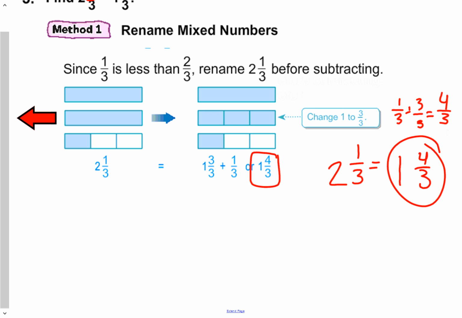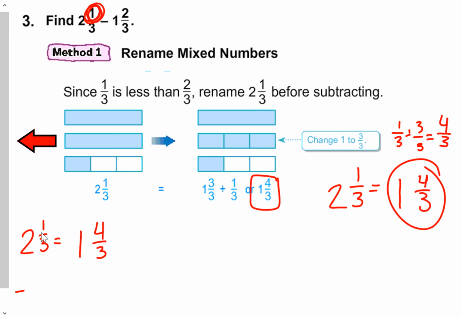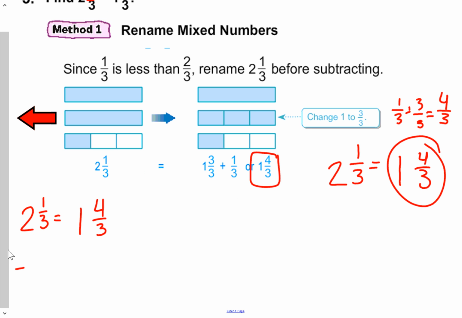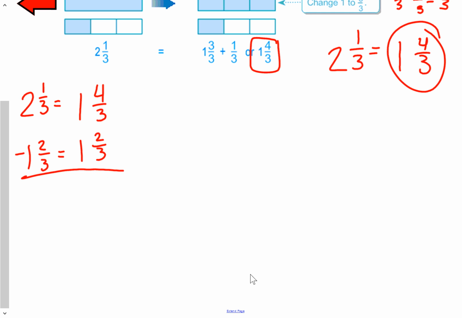Let me just bring this down a little bit. 1 and 4/3 instead of the 2 and 1/3, minus the 1 and 2/3. That still equals the same value. So now I'm able to subtract the two of them. Now I can say 4 minus 2, and that equals 2, and the denominator is 3, and 1 minus 1 is 0. So your answer is going to be 2/3.